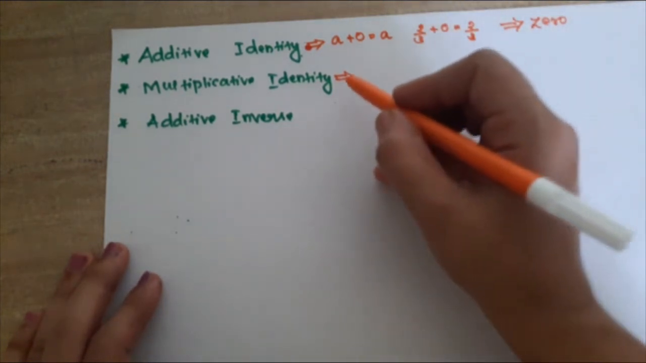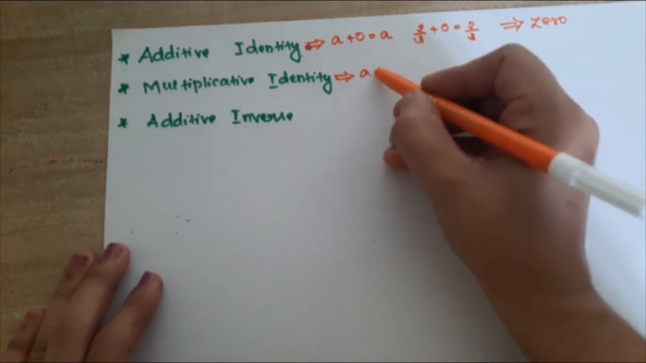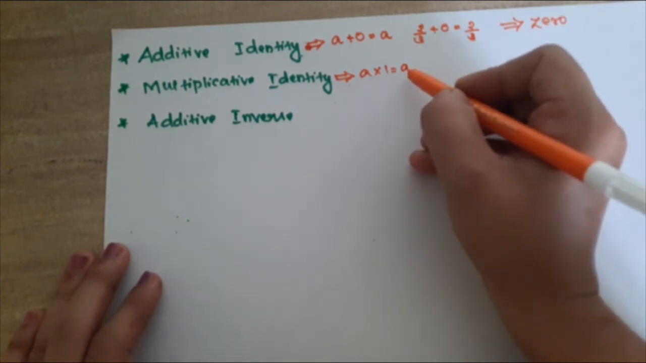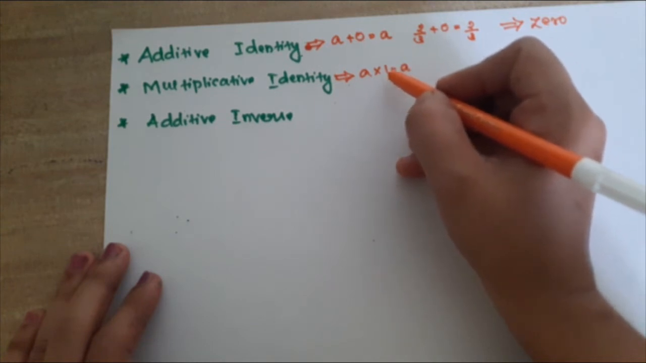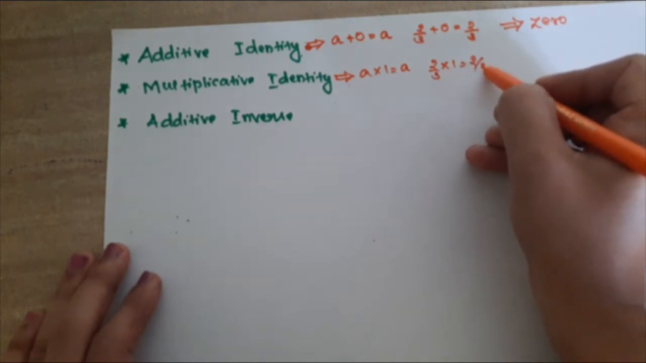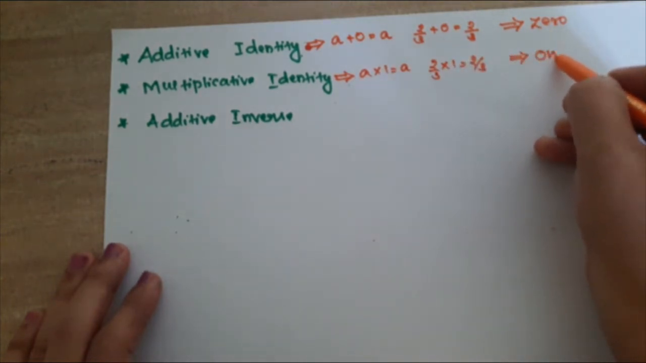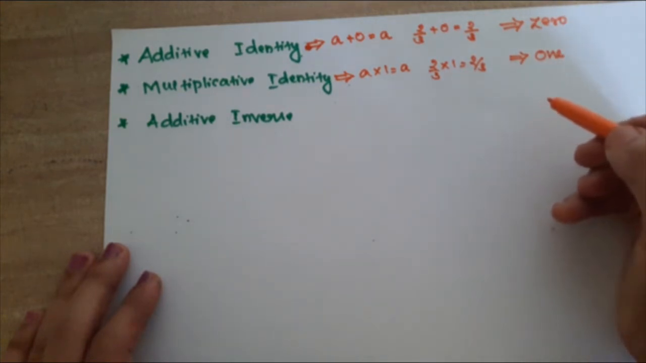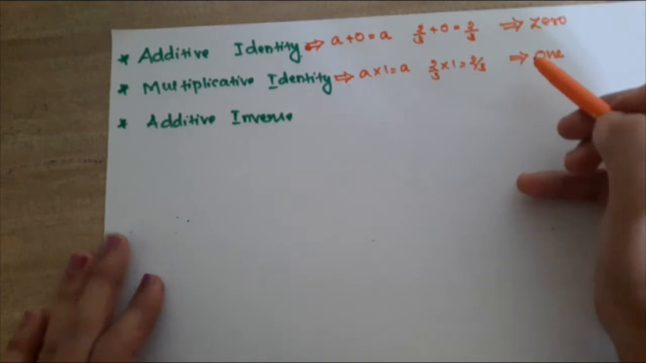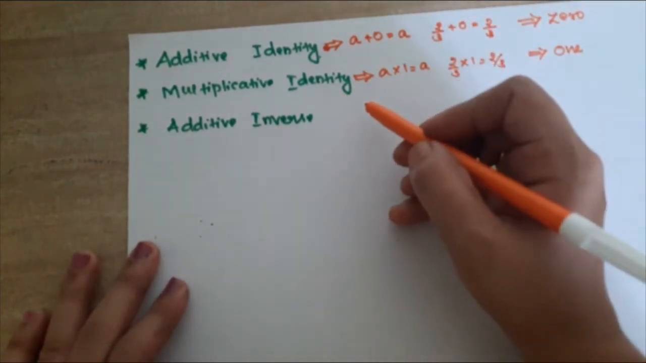Then the same thing: a into 1 is equal to a. For a rational number a, a into 1 is equal to a. That means to get the same rational number, we have to multiply with 1. So 2 by 3 into 1 is 2 by 3. So 1 is called the multiplicative identity for rational numbers. Got it? The additive identity is 0 and the multiplicative identity is 1. This may be useful for your exams, for fill in the blanks questions like that.